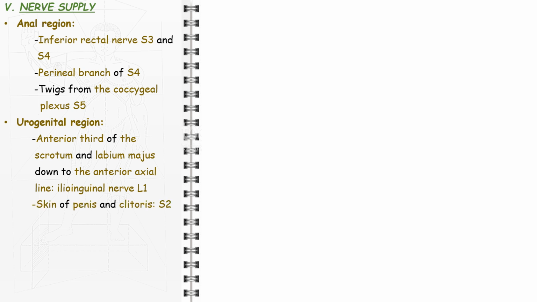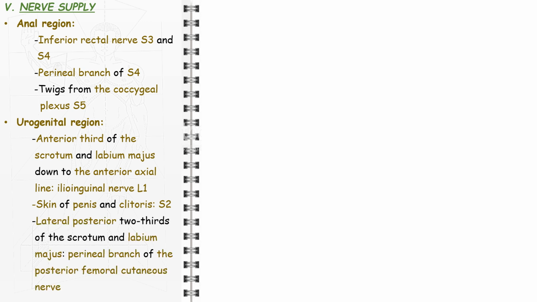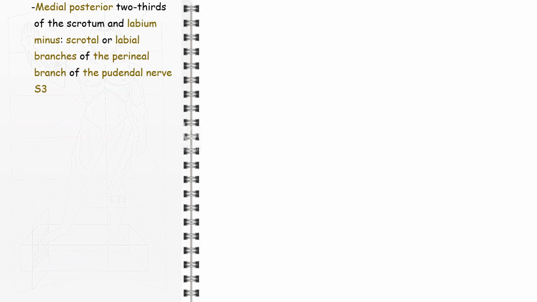The posterior two-thirds of the scrotum and labium majus is supplied laterally by the perineal branch of the posterior femoral cutaneous nerve. Medially, the scrotum in men and labium minus in women, by scrotal or labial branches of the perineal branch of the pudendal nerve S3.